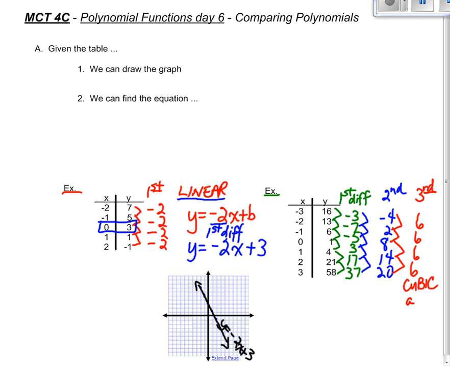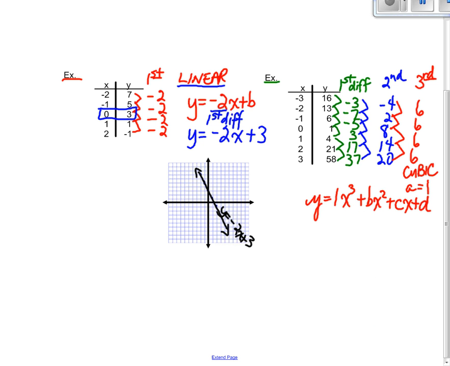So that tells us that our a value, or our leading coefficient, is 1, because the third differences are 6, as one would expect. So we know that our equation is going to start with y equals 1x cubed plus bx squared plus cx plus d. So this can help us find our equation. We can plot the points as well in order to graph this, but I would like to continue just for the moment finding the equation.